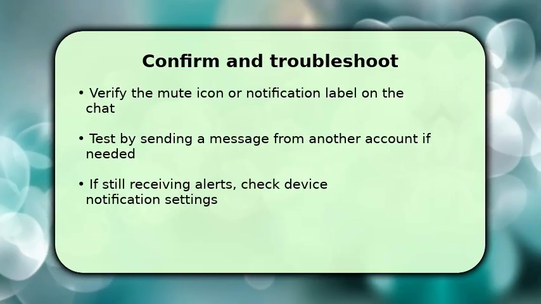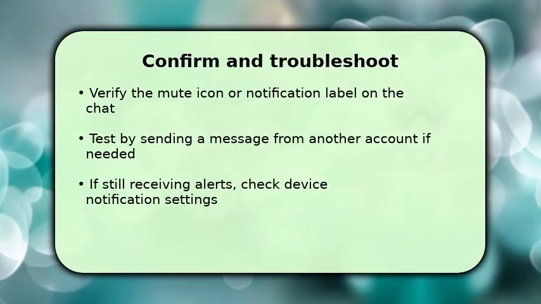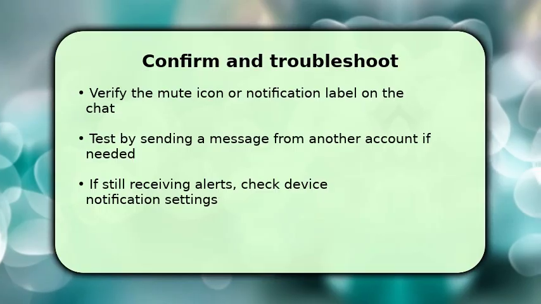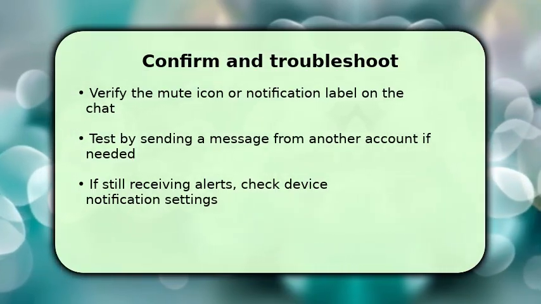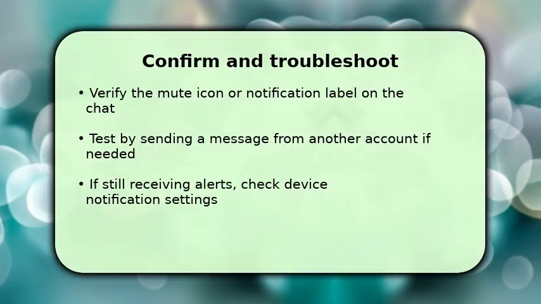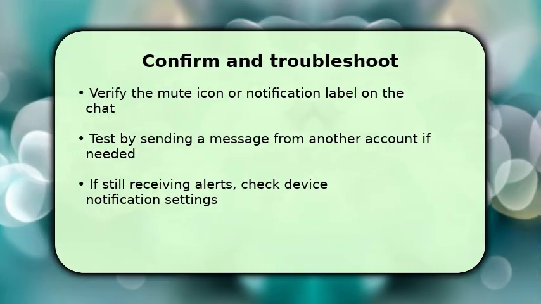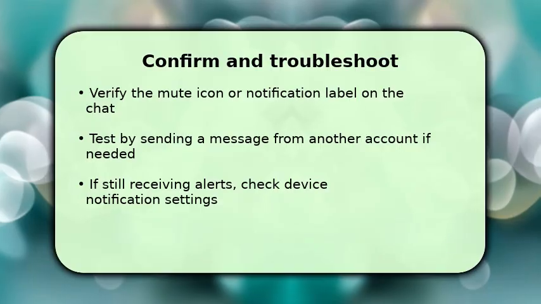If you still get alerts, make sure device-level notifications for Google Chat are off or set correctly in system settings. Sometimes OS-level alerts override app preferences. Restart the app if needed, and update it. These steps resolve most remaining issues.